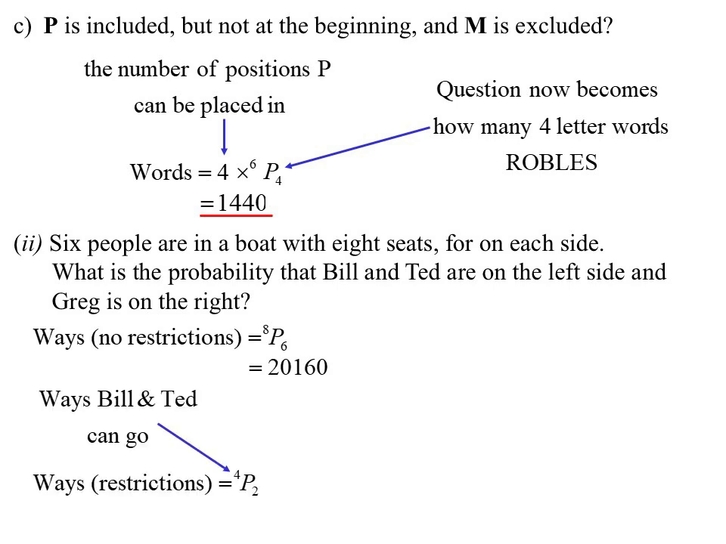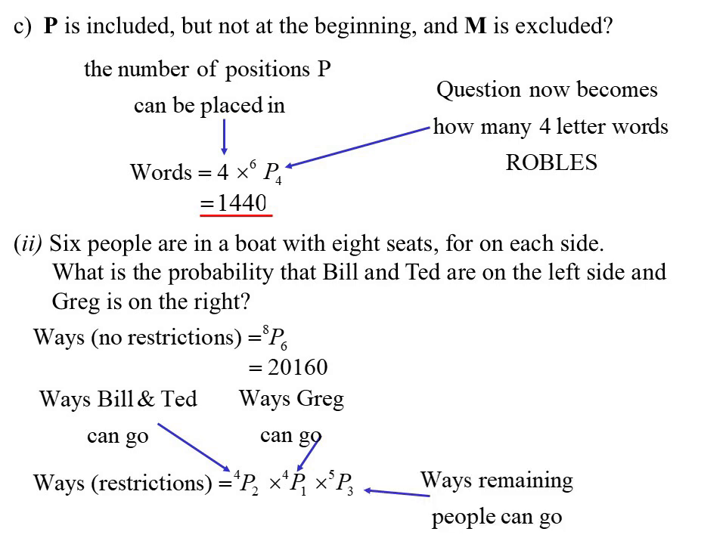Well, Bill and Ted, look after them first. They're only going on the left-hand side. So of those 4 seats, I'm going to use 2 of them. 4P2. Now Greg comes along. Oh, I want to sit on the other side. Okay. Of those 4 seats, I'm going to use 1 of them. That means I've used 3 seats, leaving me with 5 seats, and I've now got to use 3 of them. So 5P3. Multiply all that together, 2,880.